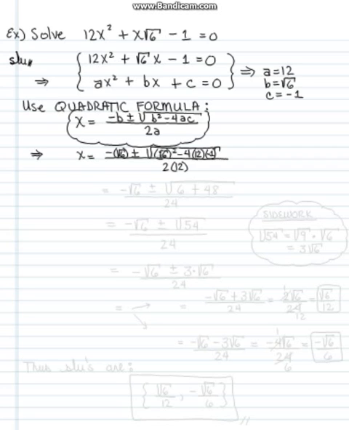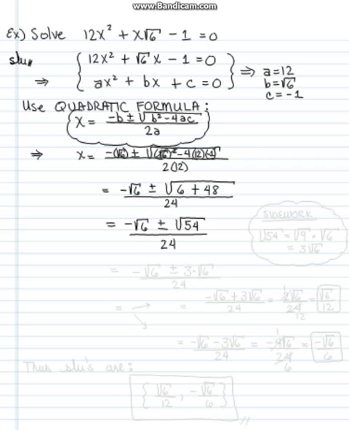Now it's just a matter of simplifying. This is minus the square root of 6 plus or minus the square root of the square root of 6 squared. Well, you know the square root and the square are inverse operations. They cancel each other and we just get 6. Here we have minus 4 times 12, which is 48, times negative 1 makes it positive 48. And all of this is over 2 times 12, which is 24. And this is equal to negative square root of 6 plus or minus the square root of, what is that, 48, 54, over 24.